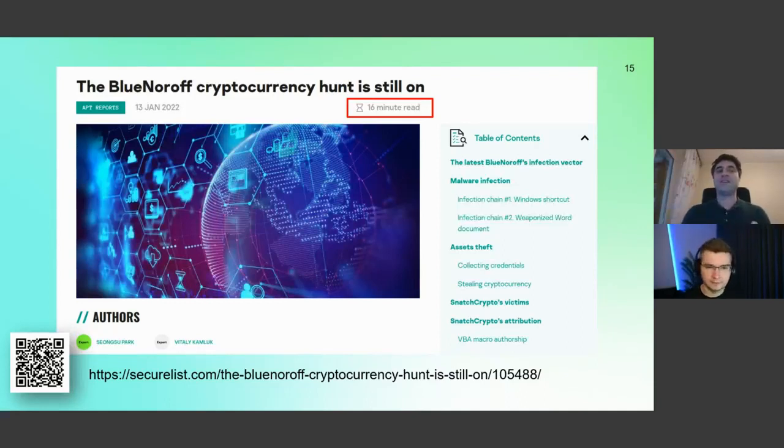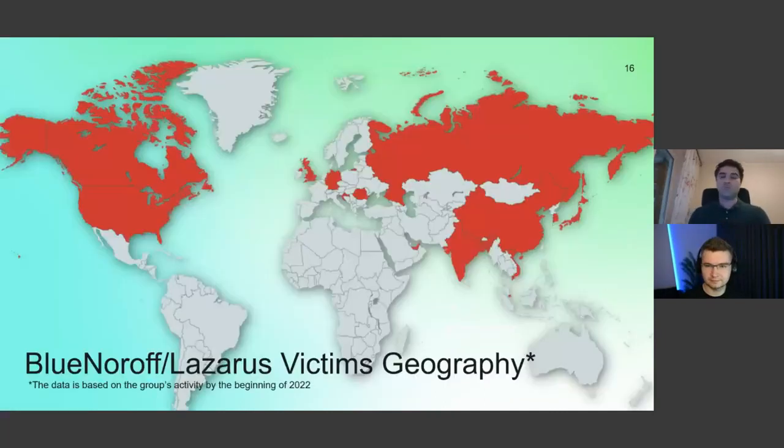If we look at the victims that happened throughout the last year, the victimology from the beginning of 2022, this is not a full map of the victims, because maybe we don't have the full visibility. We don't know all the victims. You can see they are spreading their net throughout the entire world, or at least in countries where they might know that there are potential victims from whom they can extract some money.